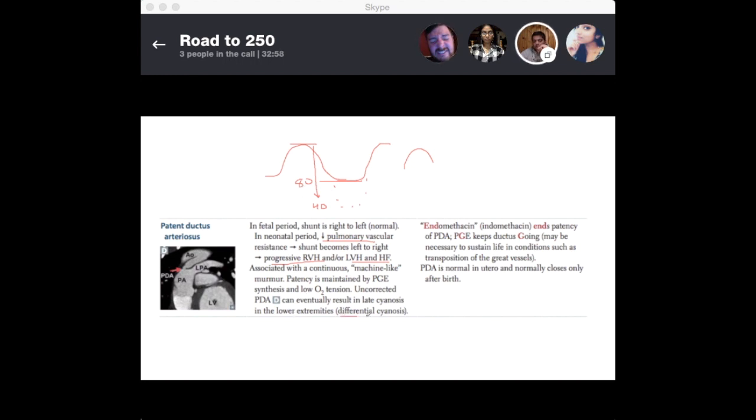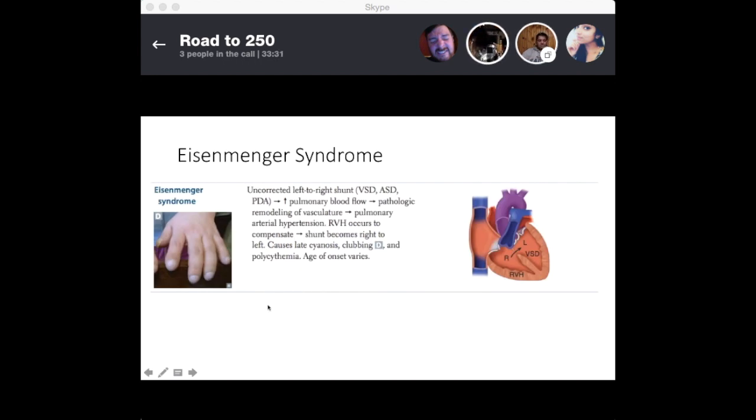And here you have differential cyanosis, which is basically when the shunt goes from right to left. It affects the toes. So the lower extremities would be cyanotic, but your fingers would be normal. So that's another way they could say that this patient's toes are cyanotic, but his fingers are okay. And that's just differential cyanosis, which can occur in PDA patients. Any questions? Cool.